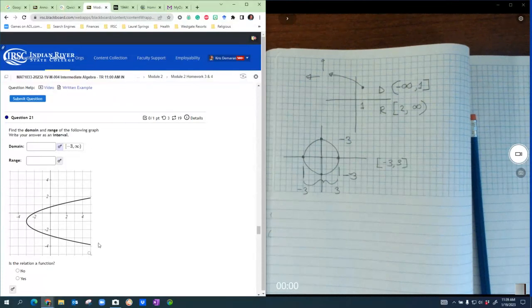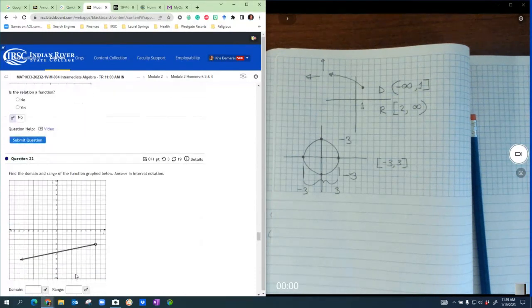Now the range, since it's like this, it's going on forever and ever. Then it's going to go from negative infinity to positive infinity. Now, is this relationship a function? It absolutely is not a function because it fails the vertical line test. And there we have number 21.